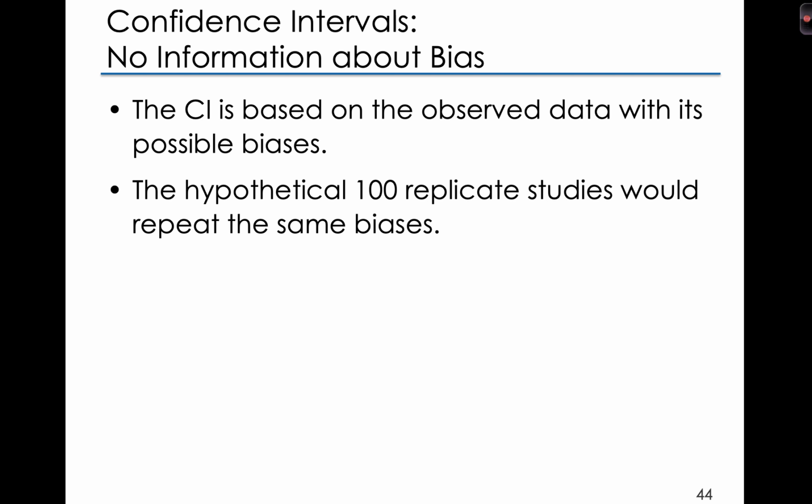One thing about confidence intervals is that they give you no information about bias. Confidence intervals strictly represent random error related to sampling. So the confidence interval is based on the observed data with its possible biases. The hypothetical 100 replicate studies would be studies that repeat the same biases. So if you have a nice tight confidence interval, but you believe there's a serious bias in a study, the tight confidence interval doesn't really make you feel any better about that bias. If you repeated the study with the same bias, you would have the same biased answer 95 times.